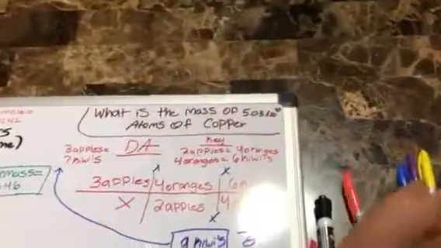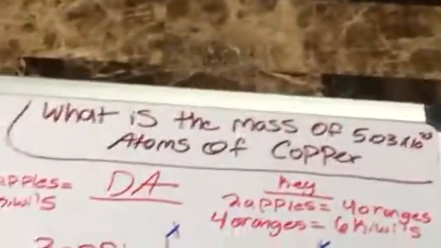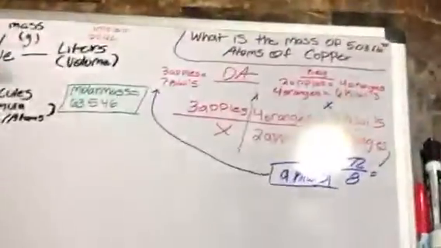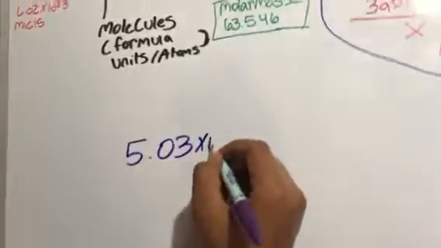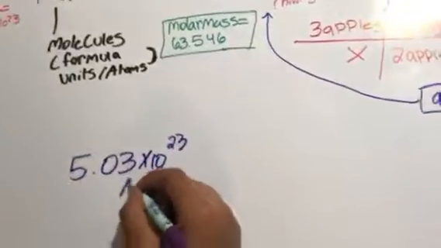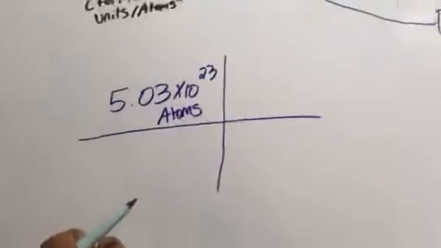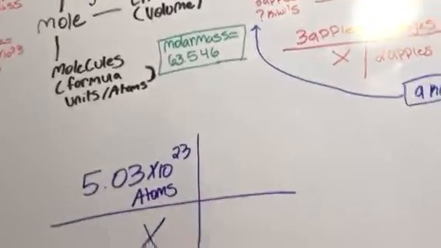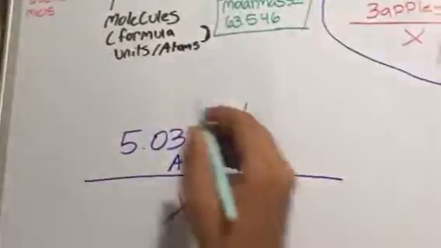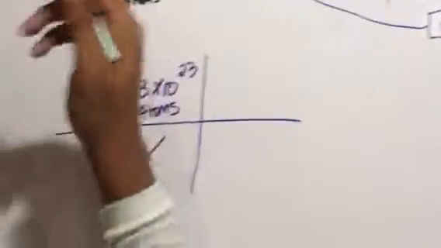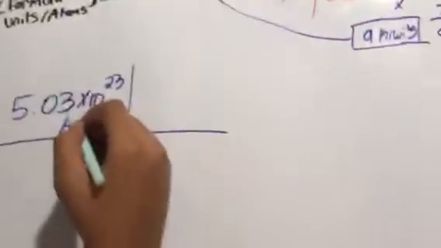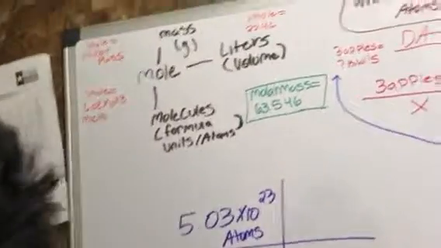Alrighty, so now let's get started with dimensional analysis for the question that we're dealing with. What is the mass of 5.03 times 10 to the 23rd atoms of copper? So we're going to start out with the unit that we came with, like how we started out with the 3 apples. We're going to start out with the 5.03 times 10 to the 23rd atoms, and remember at the bottom we'll put an X, and then we'll just continue on. We'll start putting in our conversions. So as we're starting out with atoms here at the bottom left, we'll start out with atoms.